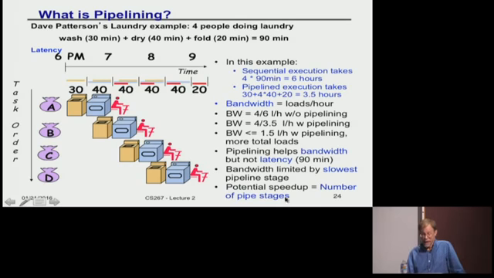In that case, what's the potential speedup? It's the number of stages, right? If all of these took the same time and there are 3 stages, you can go 3 times faster. And so the more stages, the better, as long as they all take about the same time. So that's a laundromat. Now let's look at a computer.